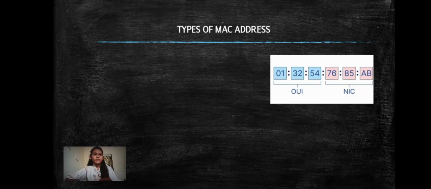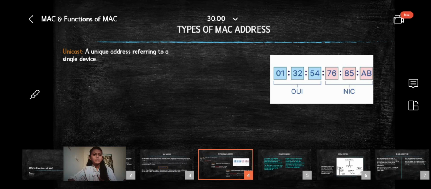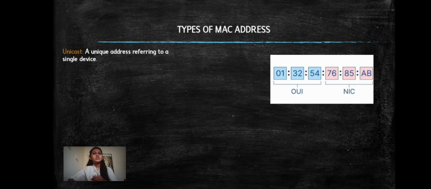Next, there are a few types of MAC addresses, each serving a different purpose in the network. The first one is the unicast MAC address. It is the most common type. It's a unique address assigned to a single device. When a device sends data using the unicast MAC address, it's sending the data to one specific device on the network. Next is the multicast MAC address. This address is used when the device wants to send data to multiple devices at once, but not all the devices on the network. It's like sending messages to a specific group of devices rather than everyone.